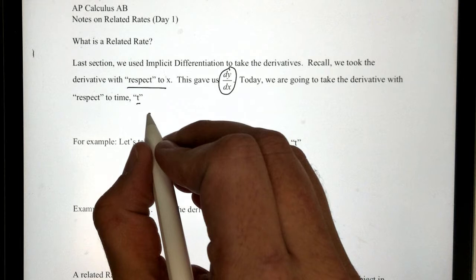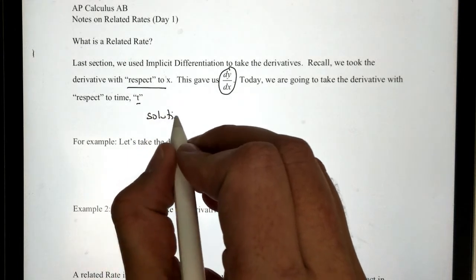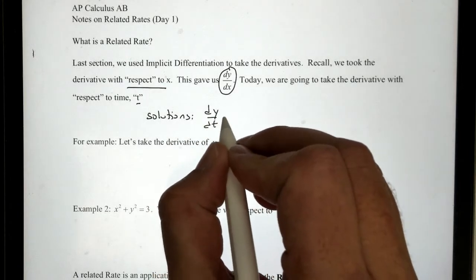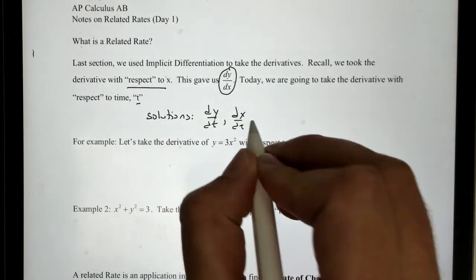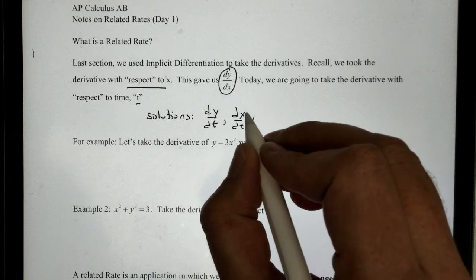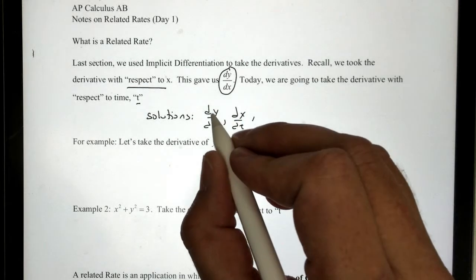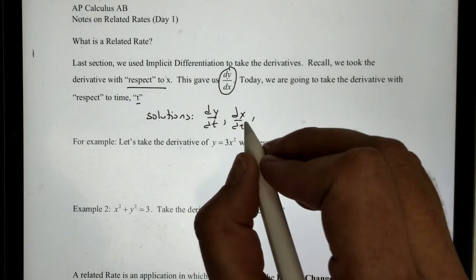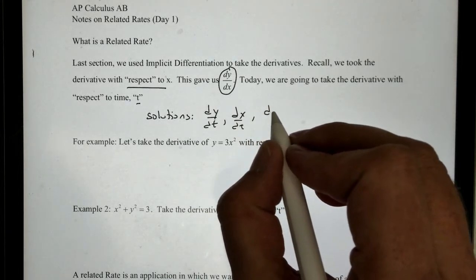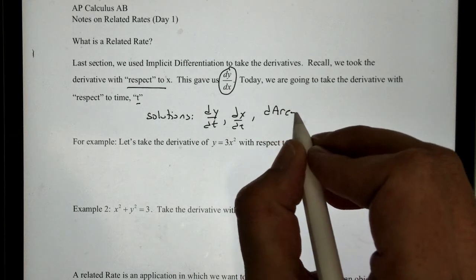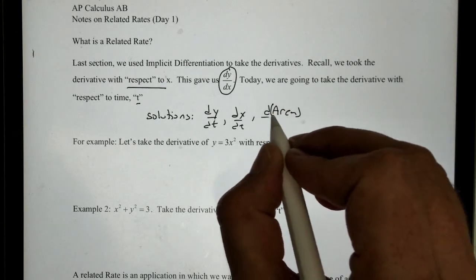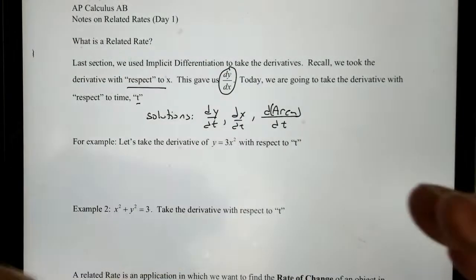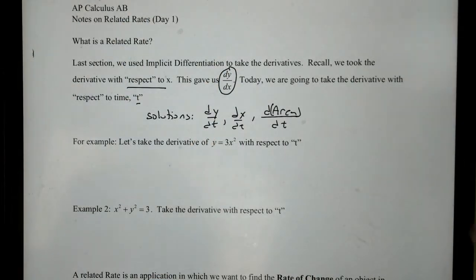So today, our derivatives are going to read something like dy dt, dx dt, and we can even get crazy, like if I'm looking for the change in area. Remember, this is the change in my y values with respect to time, the derivative of my x's with respect to time. So I can even look at the change in the area of a circle with respect to time as well. So we're going to have d something dt today.